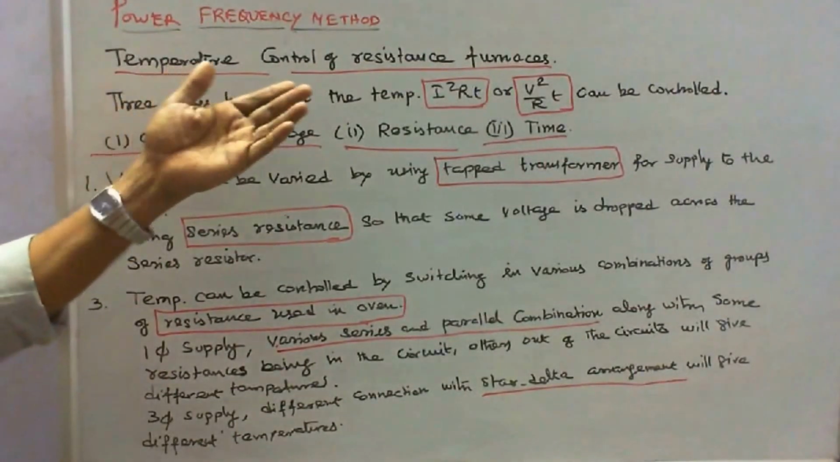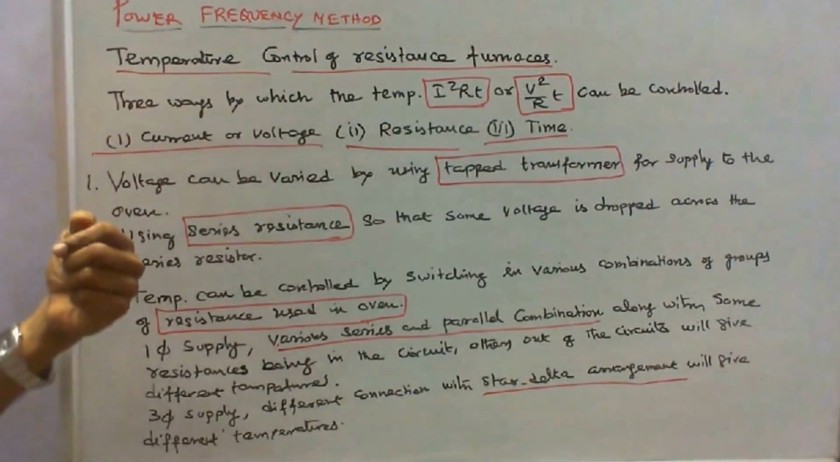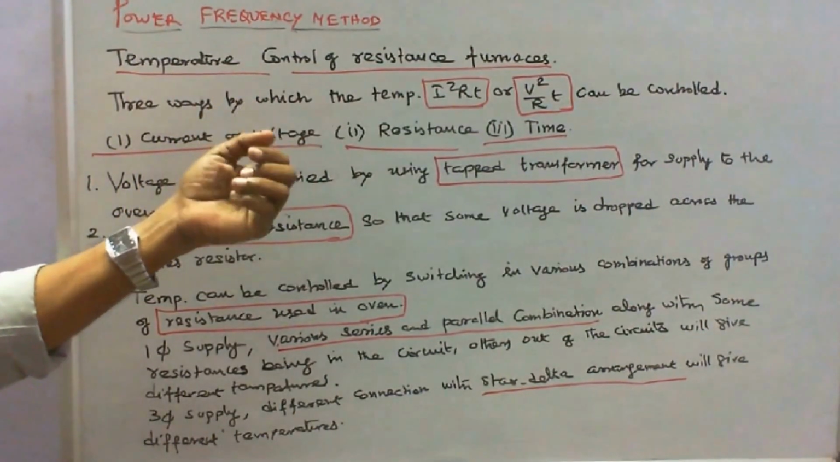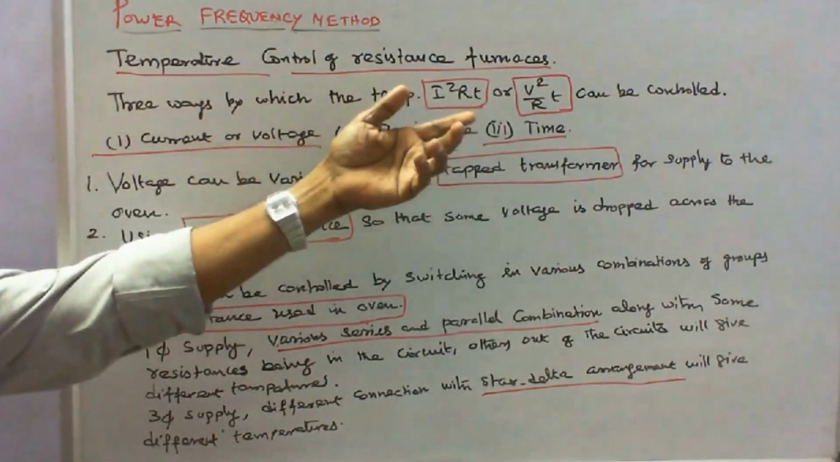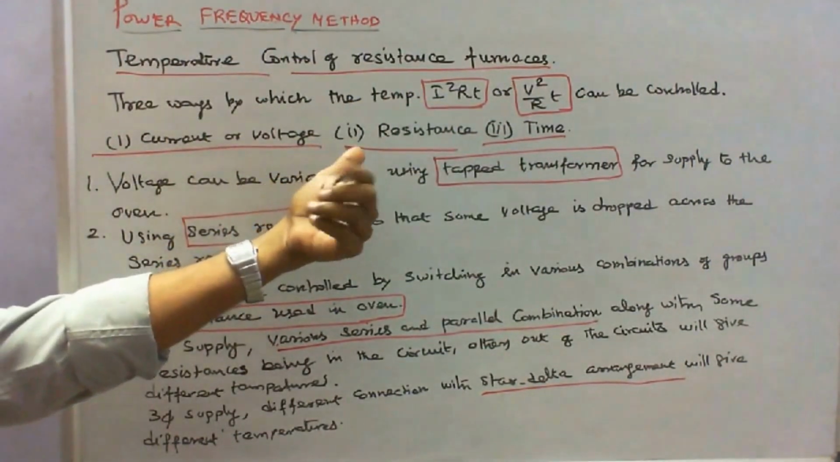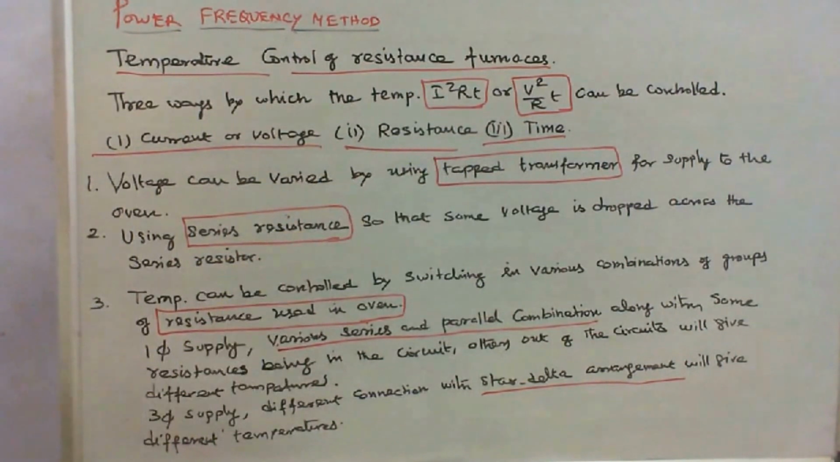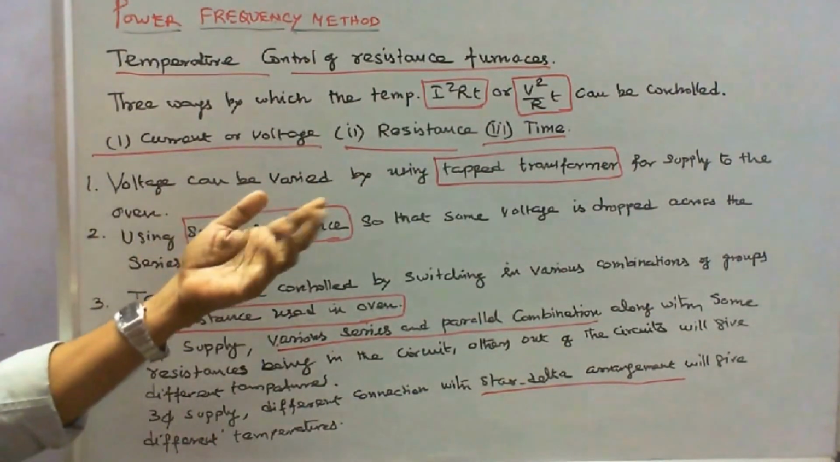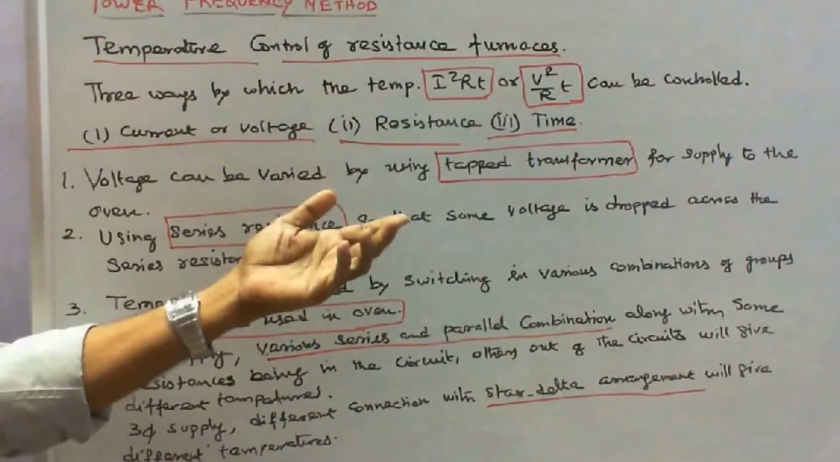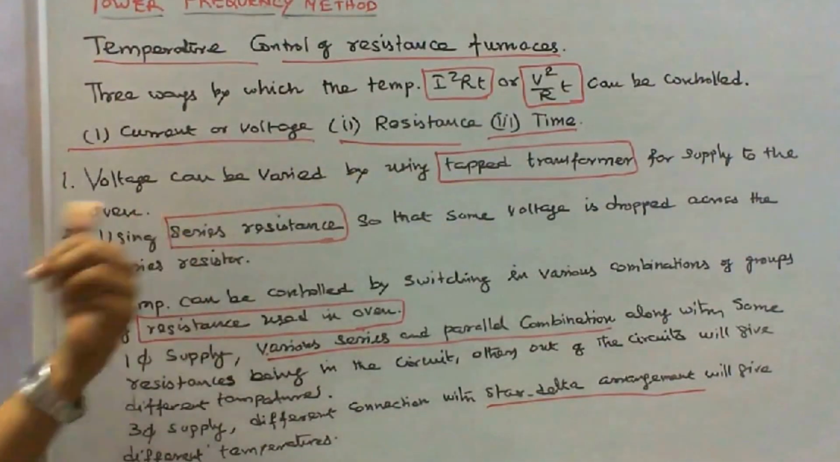Temperature control of resistance furnaces. There are 3 ways by which the heat, I square R into T or V square by R into T, can be controlled. One is current or voltage, number 2 resistance, number 3 time. Voltage can be varied by using tapped transformers. By varying the tappings of the transformer, we can vary the voltage supplied to the oven.